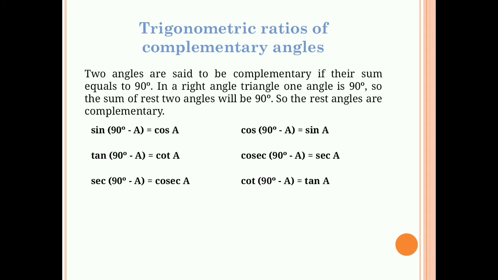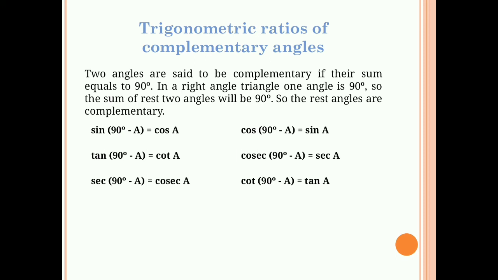As we know, two angles are said to be complementary if their sum equals 90 degree. And in a right angle triangle, one angle is 90 degree, so the remaining two angles' sum will be equal to 90 degree. Suppose there is a triangle ABC and it is right angled at B. So angle A and angle C will remain, and the sum of angle A and angle C will be 90 degrees. So these two angles will be complementary angles.